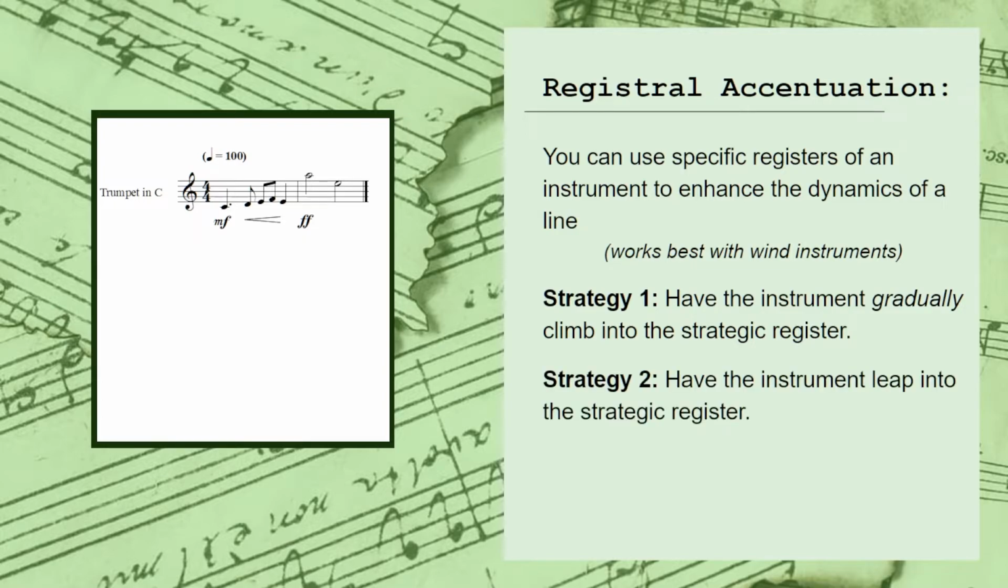The second strategy is to have your instrument make a sudden leap into the strategic register. Sticking to our example of a trumpet player, you could write a single line that starts in the lower to mid-range for the instrument, and then suddenly leaps an octave higher at the start of the new phrase. This would result in a sudden and substantial increase in both the intensity and energy of your music. Now, deciding on which of these 2 strategies you want to use will depend on the kind of effect that you want for your music.